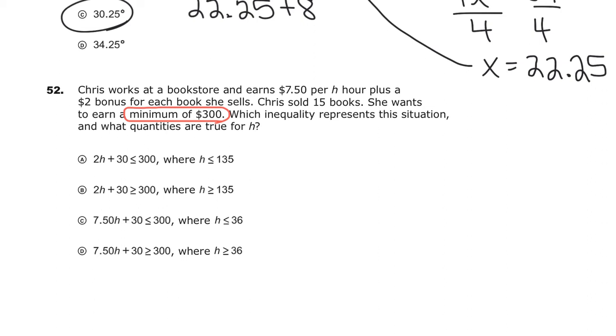Sam? Greater than or less than? Something equal to. Greater than or equal to. So we want it to say greater than or equal to 300. That immediately takes out A and C. What's the difference in the inequalities for A and C?